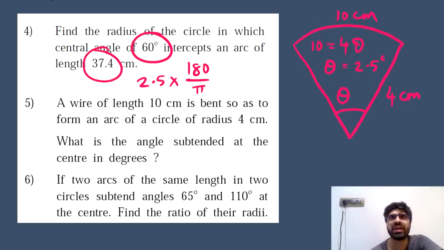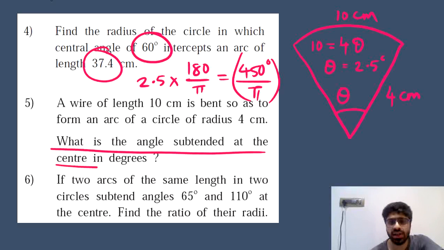That's 25 into 18. 25 into 18 would be what? 50 into 9. So 450. So 450 upon pi. So the angle in degrees would be 450 upon pi degrees. You can definitely write pi as 22 upon 7 and try to cancel it as much as possible. It's okay if you don't do it and leave it right here. So the answer for the fifth question is 450 upon pi degrees is the central angle.